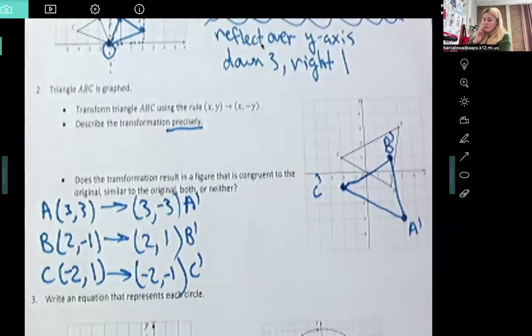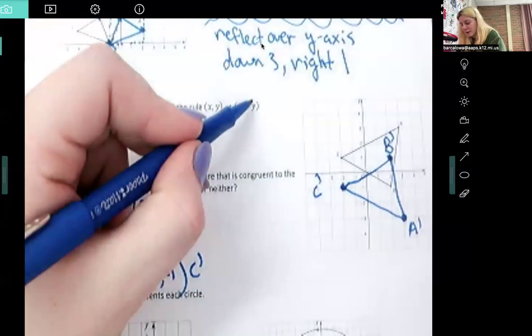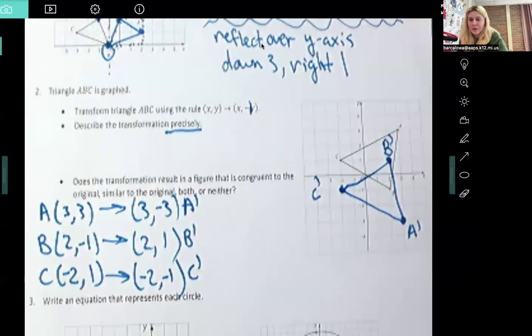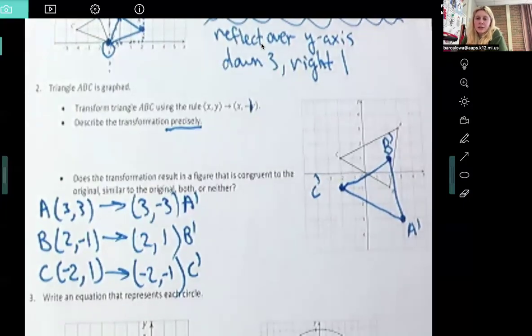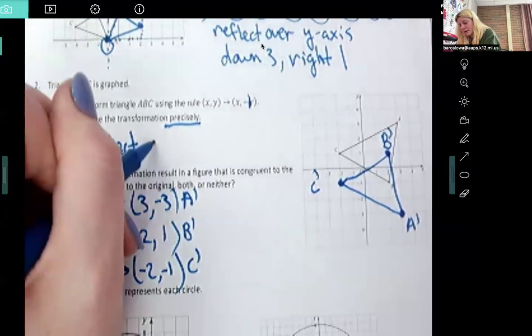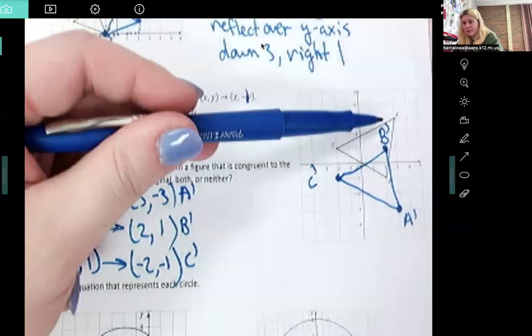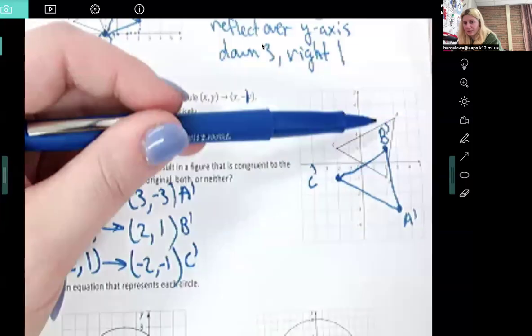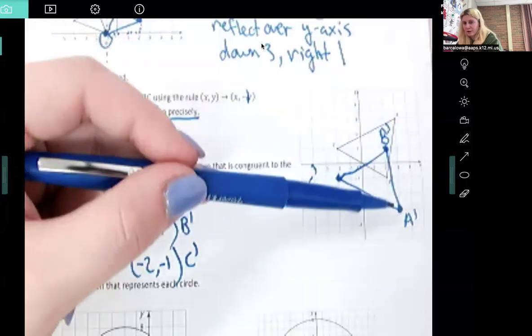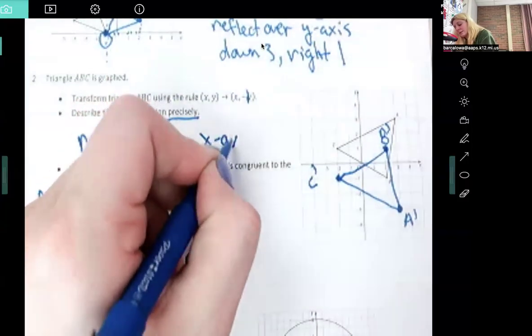Okay, so describe this transformation precisely. When there's a negative involved, like I'm multiplying by a negative in front, right? Because this is like -1y. There's usually, always, a type of reflection happening. So reflect, but then you need to tell me over what. So all my positive y values became negative, all my negative y values became positive. What line is my pen jumping over right now? The x-axis. So reflect over the x-axis.